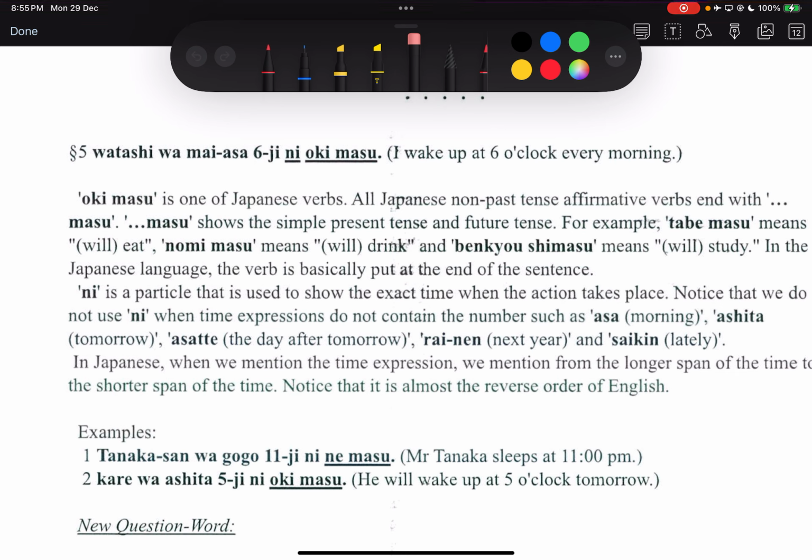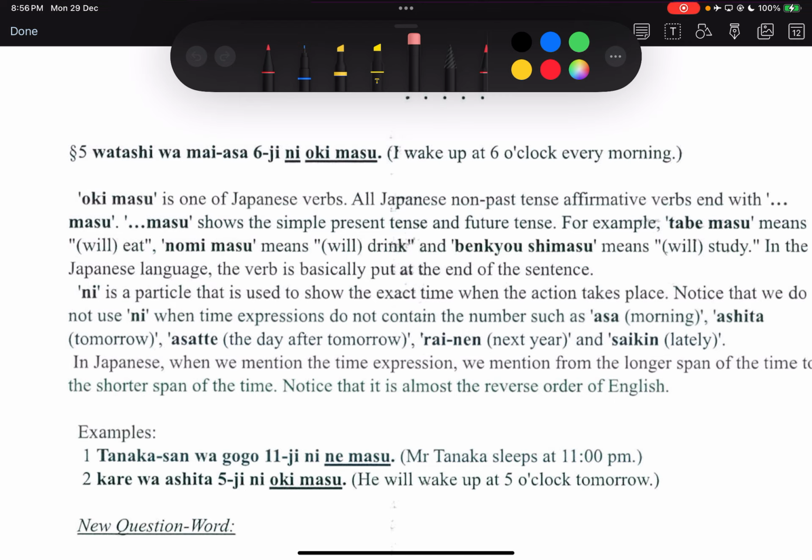Okay, 私は毎朝6時に起きます。So whatever we learned here that is new is the back part. に起きます。So 起きます is a verb. What is this verb 起きます? 起きます means to wake up. In Japanese, whenever I say it's a verb, I will use the word to something, to do something. So in this case, it's to wake up.